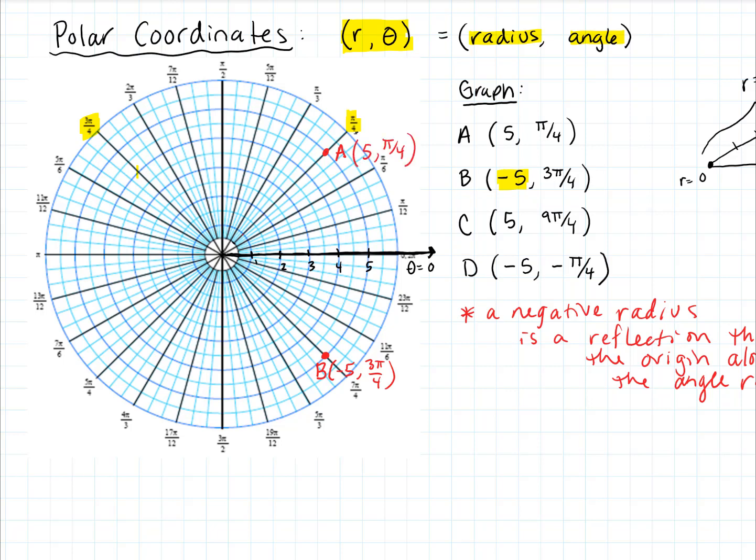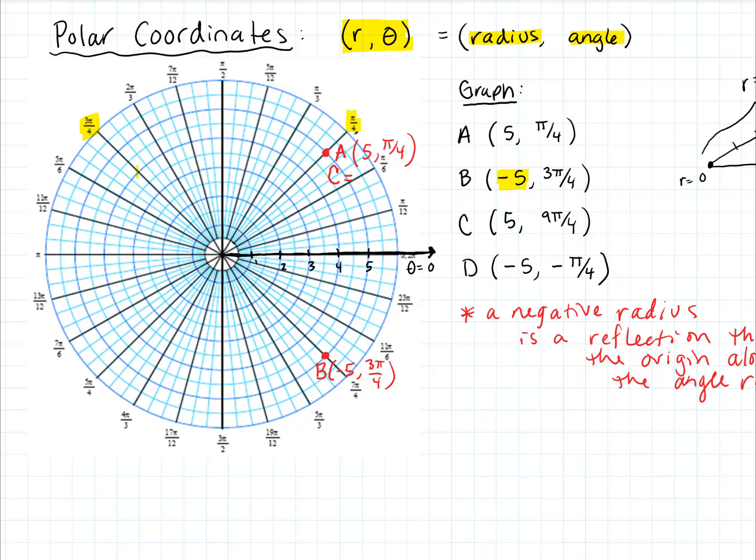All right, and what about if we had 5 and 9 pi over 4? Well, 9 pi over 4 takes me all the way around to 2 pi and then another pi over 4. So interestingly enough, this guy is going to be at the same point as A. In the rectangular coordinate system, an ordered pair has just one name, like 5, 7. There's no other way to name the ordered pair 5, 7. You can't get there with any other directions in the rectangular coordinate system. But in the polar coordinate system, because of its circular nature, we are back at the same point.